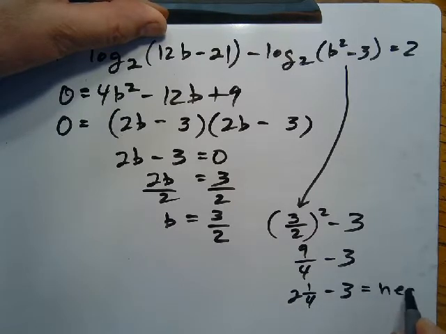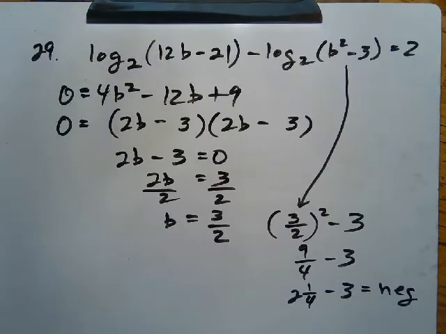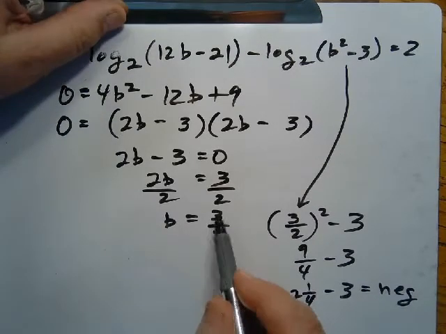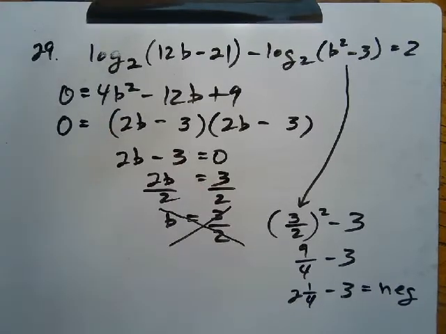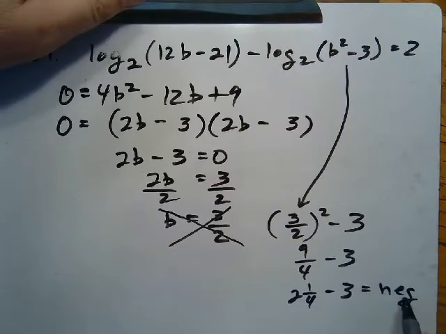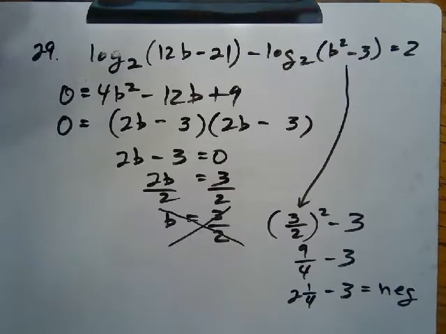Oh, that's going to give me a negative answer. That's not allowed. I can't do that. It means that this is an extraneous solution. I could check it back up in here. It turns out it doesn't work there either, but it doesn't matter because if one of these is negative, then b cannot be that term. All right, let's try a different problem here.